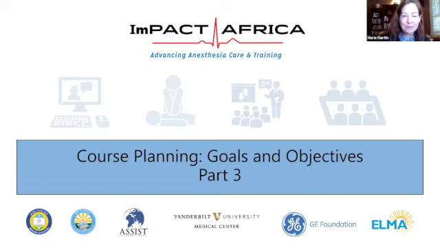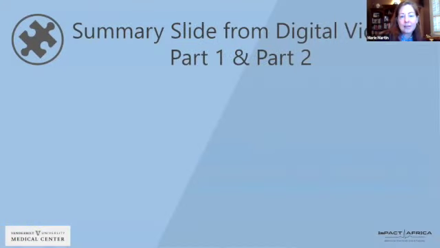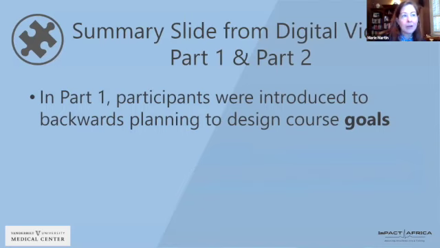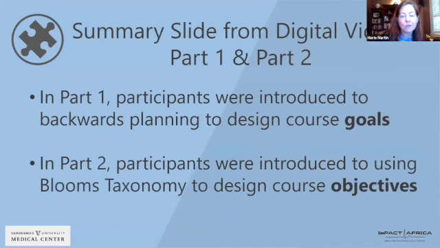So we will move forward through part 3 of course planning, which, as you know, is focused on goals and objectives. So in the digital modules, you are introduced to backwards planning to design your course goals. And then you also walked through the process of utilizing Bloom's taxonomy to design your course objectives.